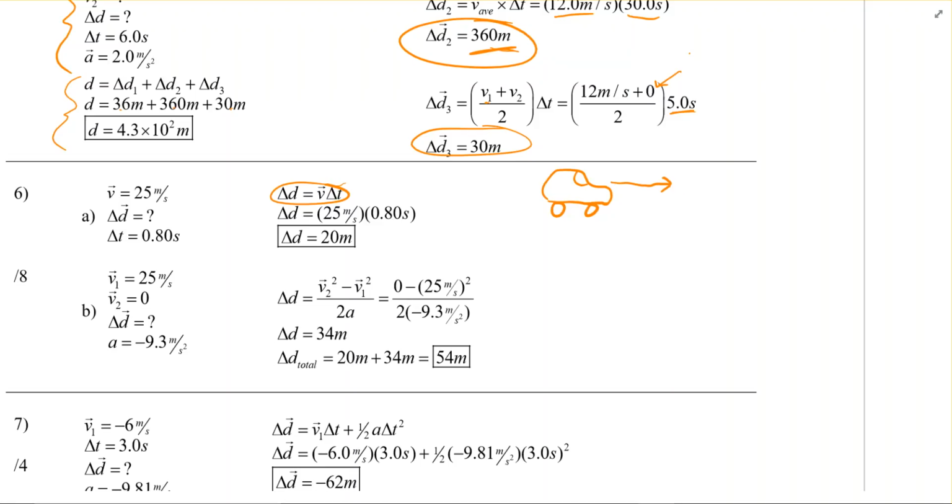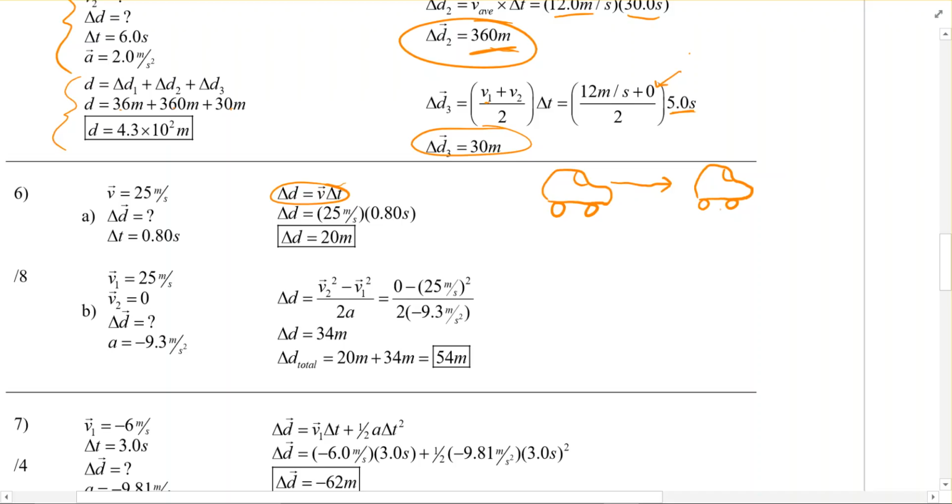Now for part two, so draw another car, because I'm so good at drawing cars. It's the same car, I swear. Okay, so now at this point, let's say that they hit the brake, right? So now you're actually going to start slowing down, and it tells us for part B that the acceleration is negative 9.3. We're going to call this way negative, right? Like we've been doing. So it's decelerating, or it's going to be a negative acceleration.